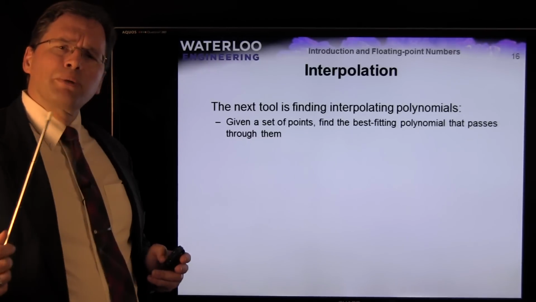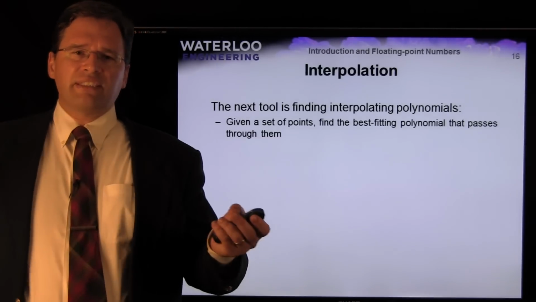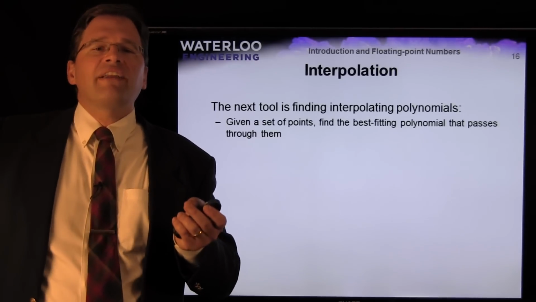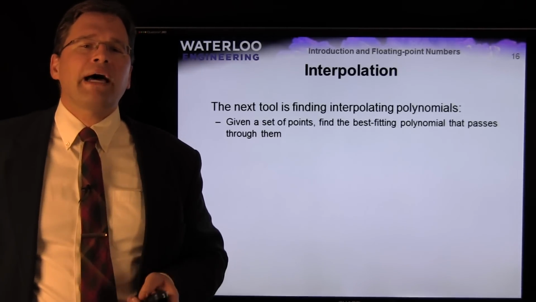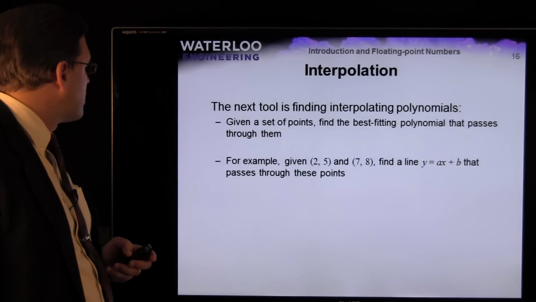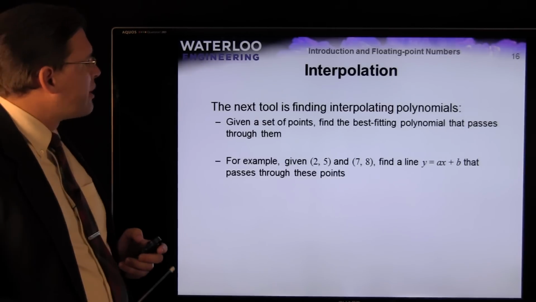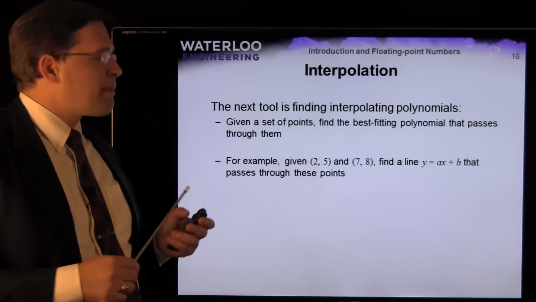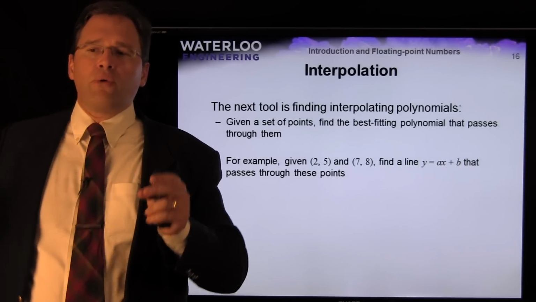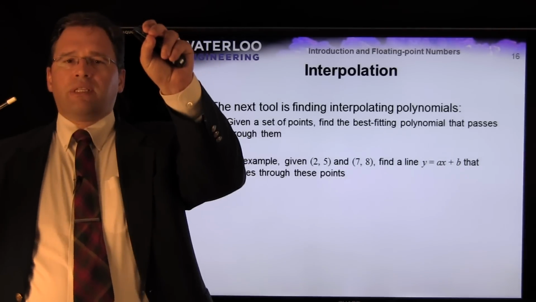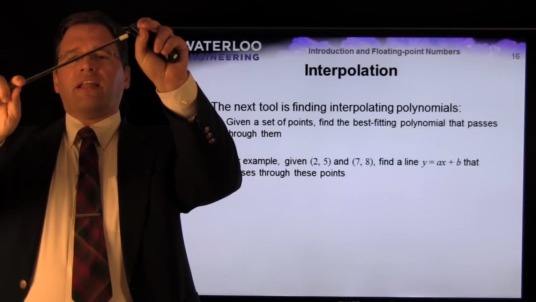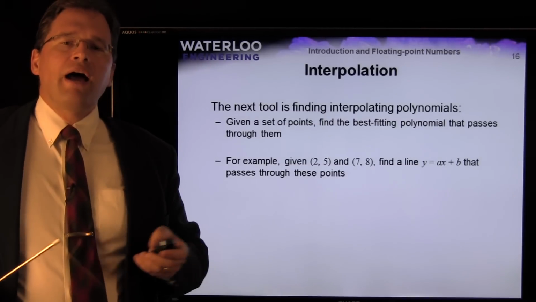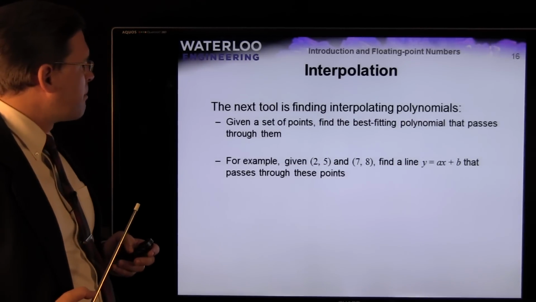Next, let's look at interpolation. Given a set of points, one question that we're always trying to answer is, can we find a best fitting polynomial that passes through those points? Now, if we have 2 points and we want to find a straight line of the form y is equal to ax plus b that passes through those points, well, that's quite straightforward. I have 2 points, and I can trivially find a line that passes through them. Not a problem. How do we find the values of a and b?